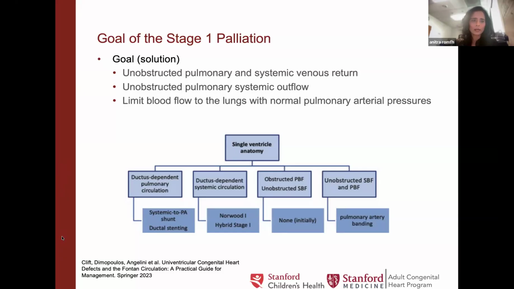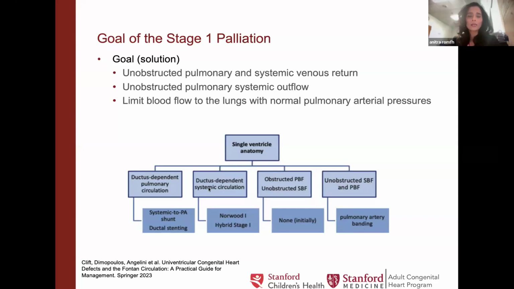So you can see in this diagram here, nicely outlined and taken from one of the textbooks, that with single ventricle anatomy, you can have problems where you are ductal dependent for your pulmonary circuit, where you are ductal dependent for your systemic outflow. You can have a situation where nothing is obstructed and nothing needs to be done initially as stage 1 palliation. And then you can have unobstructed systemic blood flow and pulmonary blood flow. So that's sort of unregulated there.